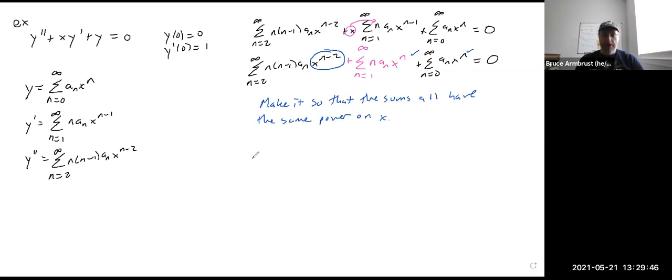All right, so how are we going to do that? Well, it's actually not that difficult of a process. All we have to do is shift the index. So think about this. Right now, I've got x to the n minus 2. But what I want is a transformation so that this becomes x to the n. So that means I need to shift it by 2. And if I do that, I actually want this thing to now start at 0, so that what I end up having is an x to the n.